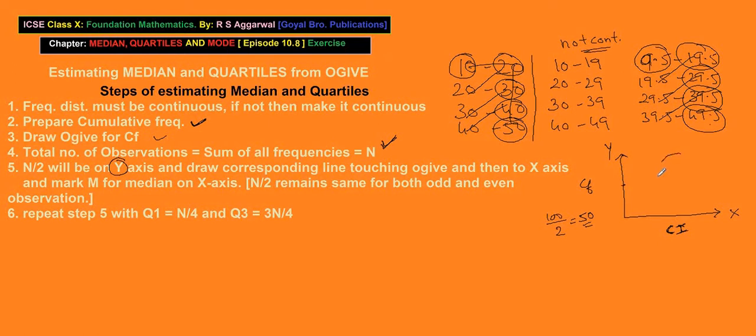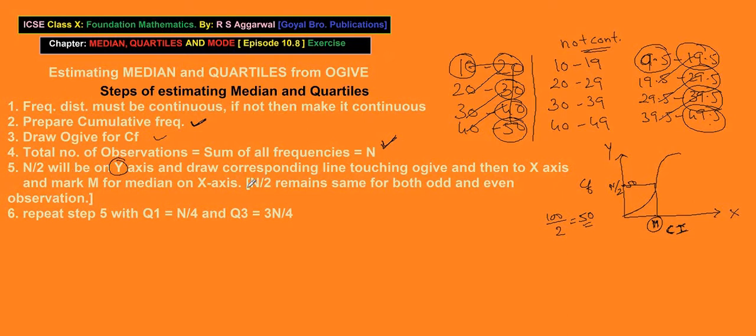Suppose this is your ogive. Then 50 is coming here. So this is your n by 2, that will be your 50. Then draw a line to the ogive and then a corresponding line towards the x-axis. So that is your median. Understood? This is the median. So this is my median. Now next one.